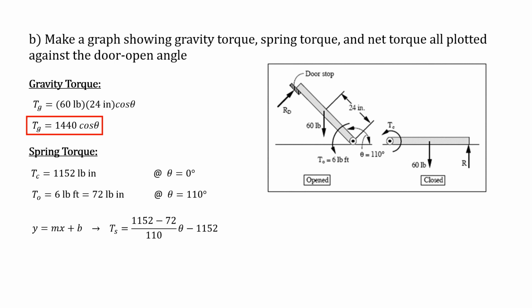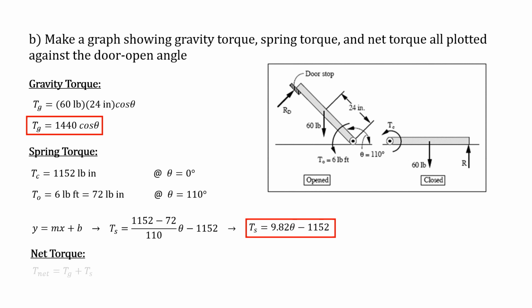And then your b value is just going to be negative 1,152 pound-inches, because just based on our convention that we've drawn it, it's going to be a negative value, and you'll see that on the plot. So then if you simplify that down, it's just this expression here.